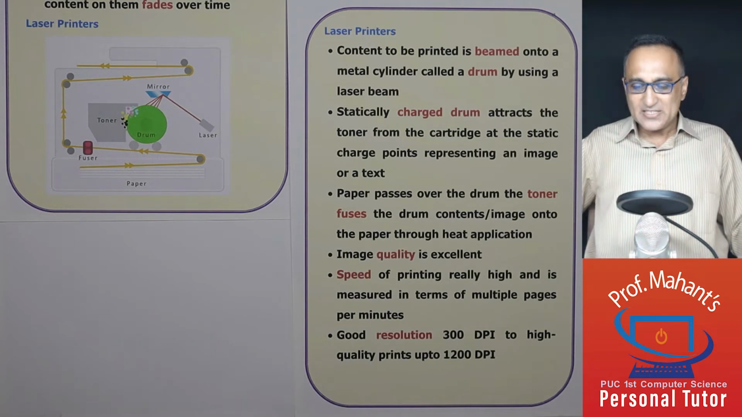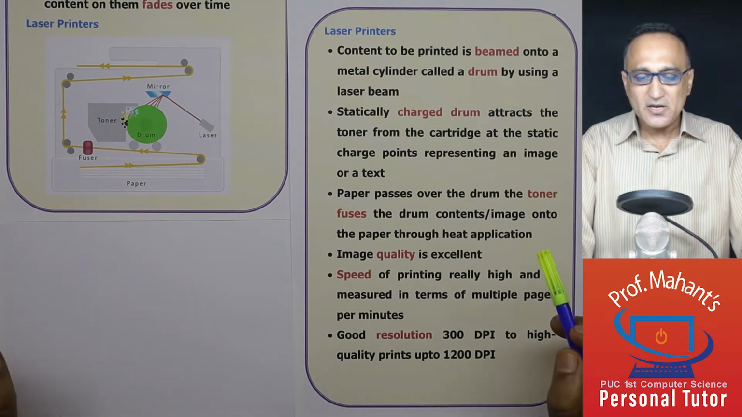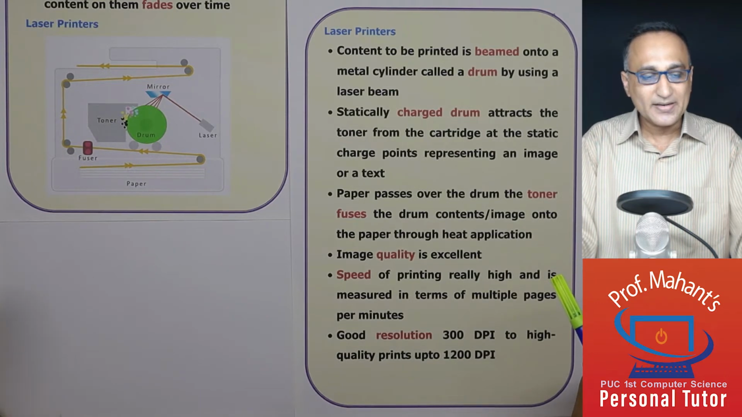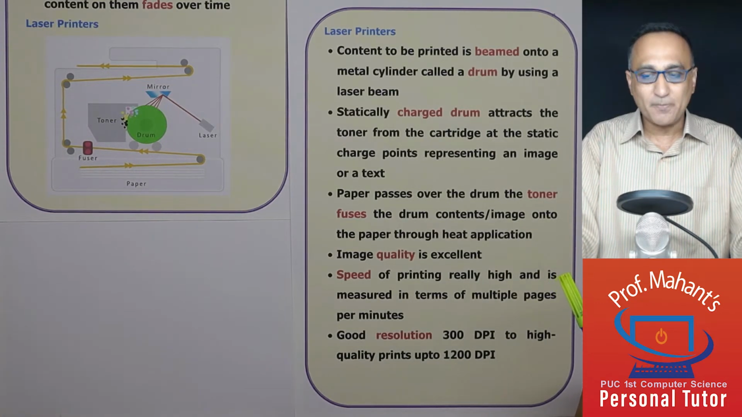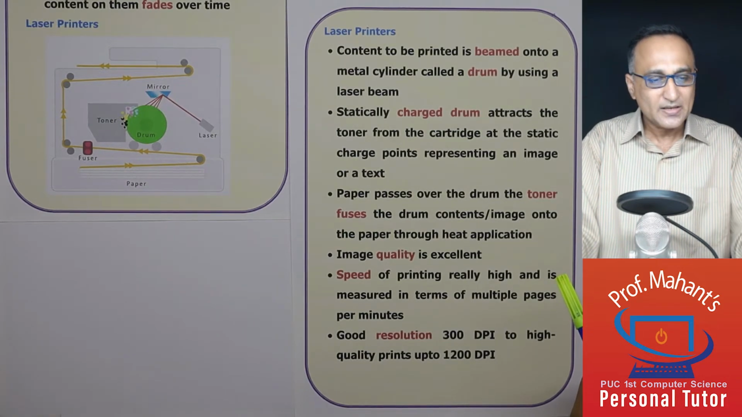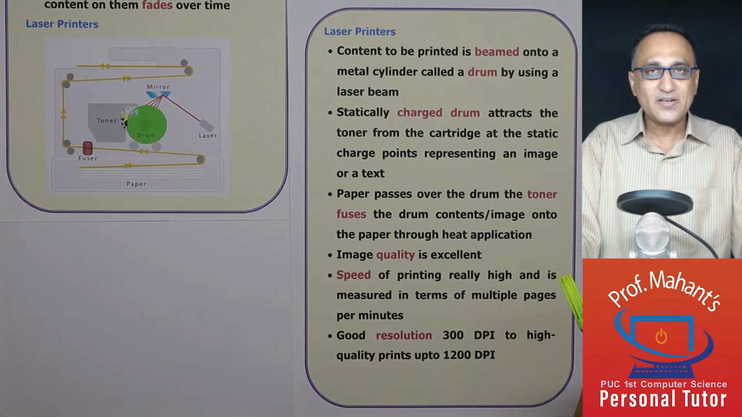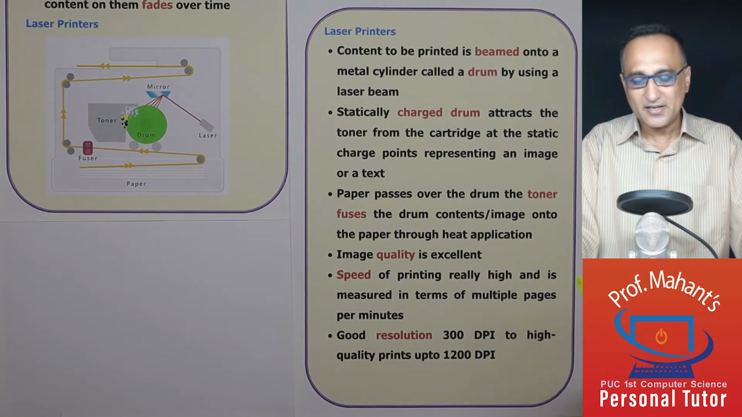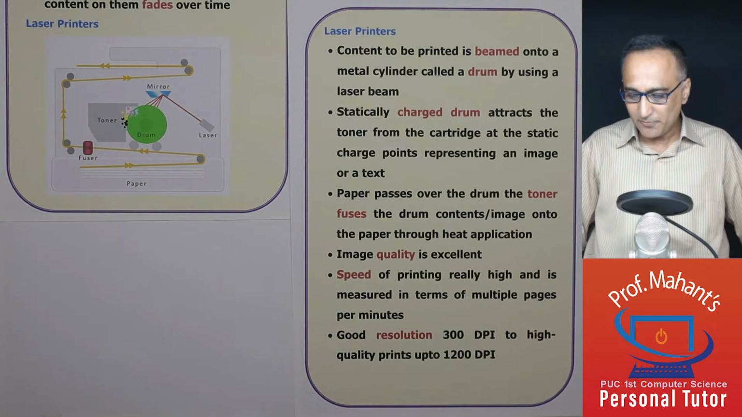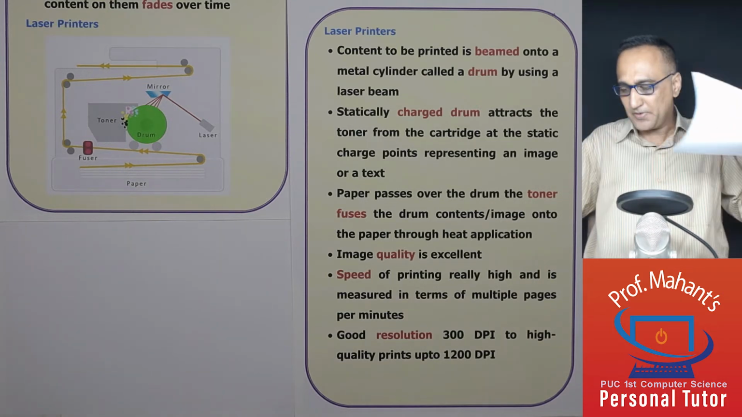The advantage of a laser printer is that the quality of the image is excellent. The speed of printing is really good. In fact, its speed is measured in pages per minute, called ppm. It starts with a density of 300 dpi and can go up to 1200 dpi. The higher the dpi, the better the quality of prints you are going to have on a laser printer.